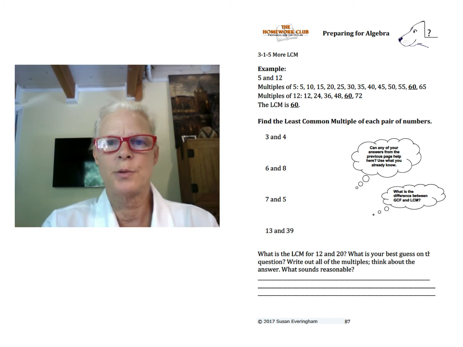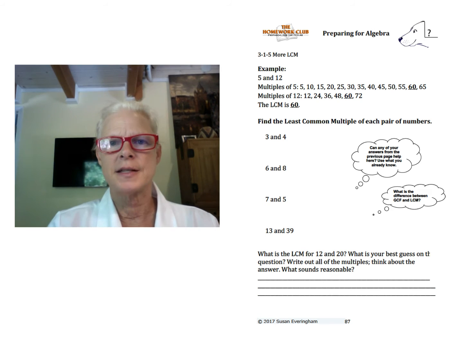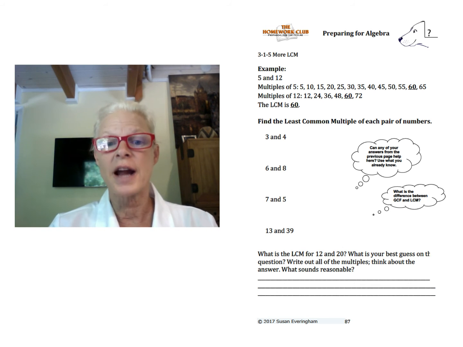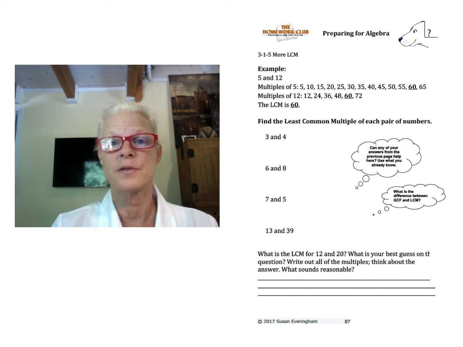So we're going to continue with LCM, and the example here is 5 and 12. We're going to list the multiples of both those numbers, and the least common one we will, in this case, underline. You can circle, highlight, do whatever you want there. So now we're going to find the least common multiples of pairs of numbers.